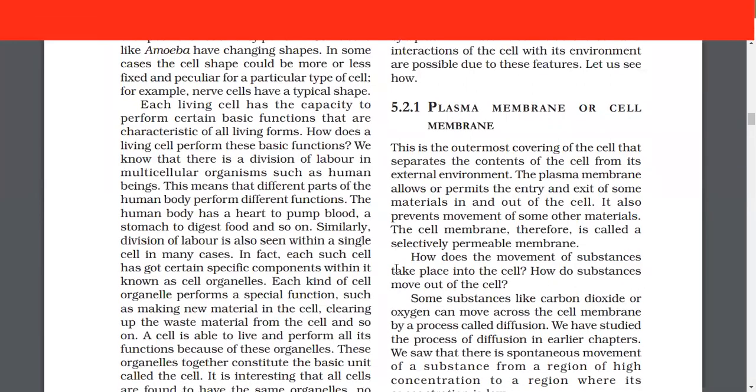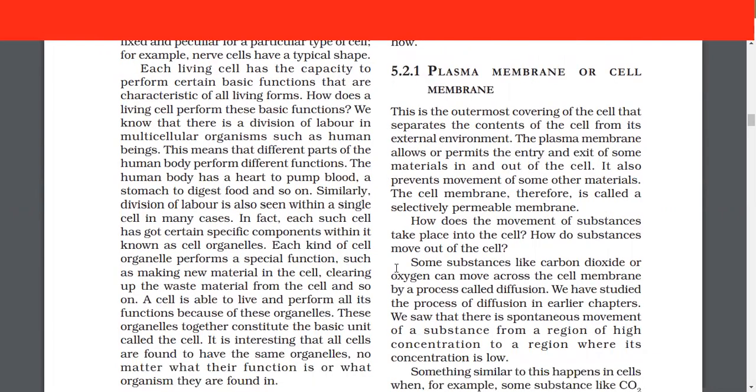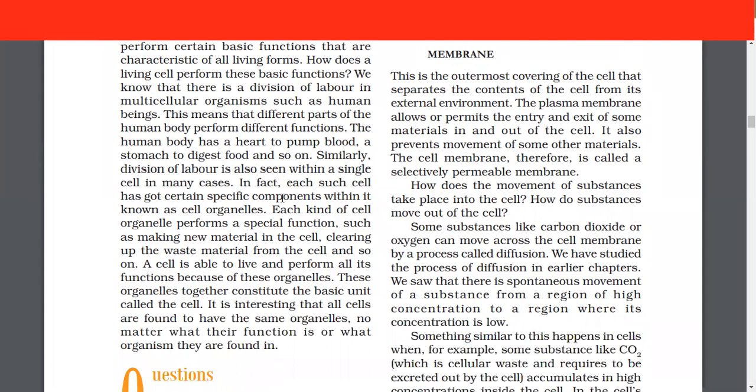Each living cell has the capacity to perform certain basic functions that are characteristic of all living forms. How does a living cell perform these basic functions? We know that there is a division of labor in multicellular organisms such as human beings. This means that different parts of the human body perform different functions. The human body has a heart to pump blood, a stomach to digest food, and so on.